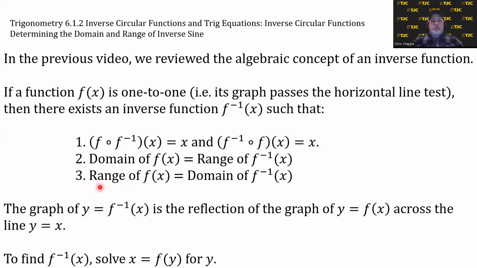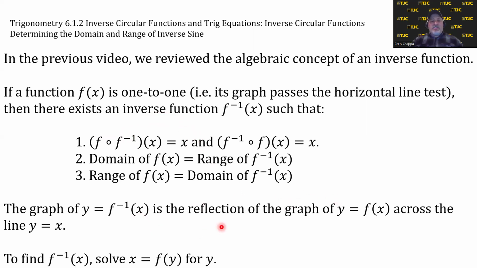And number 3 is just the reverse. The range of f of x equals the domain of f inverse of x. Again, that means that what goes into f inverse must come out of f, which is illustrated by this statement up here. This x goes into f inverse and therefore must be in its domain, but it also comes out of f of x and therefore must be in its range.